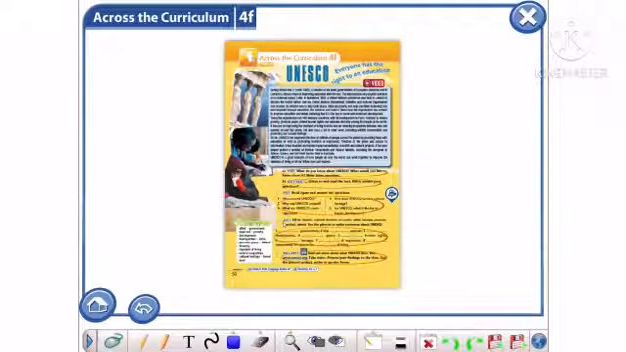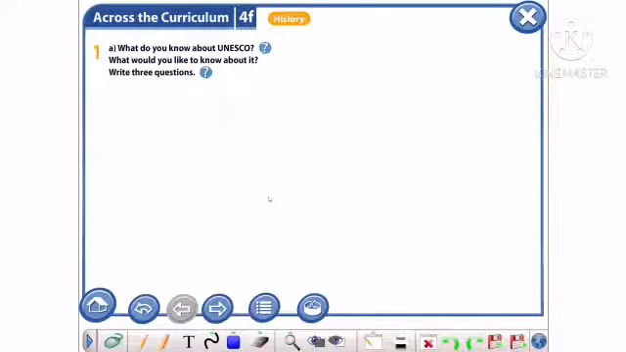Let's start our new lesson. The theme of our lesson, UNESCO. Open the page number 50. Exercise 1A. What do you know about UNESCO?